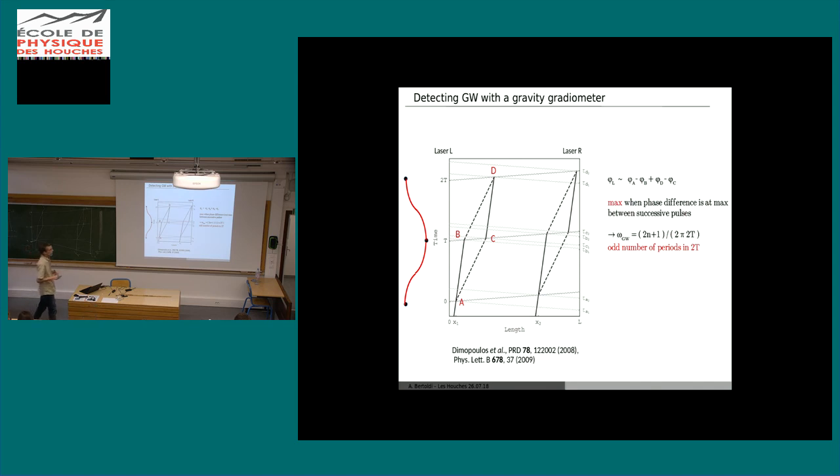Okay? So now, if you have a gravitational wave that is at maximum in A, minimum in B and C, and maximum again in D, you clearly see that you detect the maximum signal. And this happens not only for this configuration, so for this period of the gravitational wave, but for any time you have an odd number of periods in the 2T. For example, when you have 3 or 5 or 7 periods in 2T time. Okay?